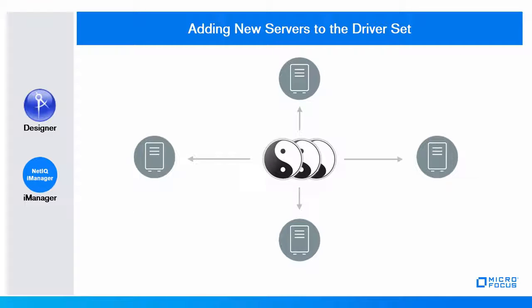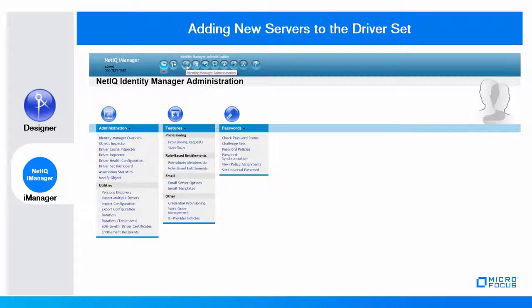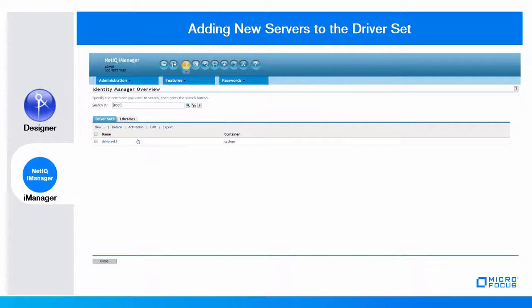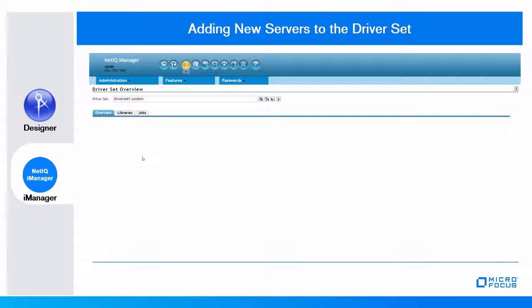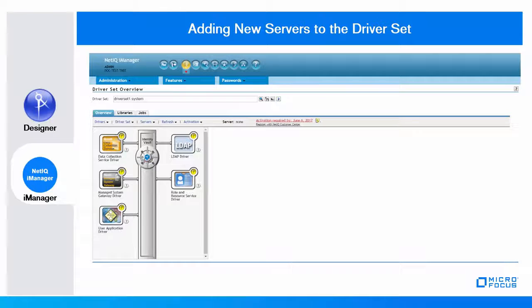Adding new servers to the driver set. When you upgrade or migrate Identity Manager to new servers, you must update the driver set information using Designer or iManager. In iManager, click this icon to display the Identity Manager administration page. Click Identity Manager Overview. Browse to and select the container that holds the driver set. Click the driver set name to access the driver set overview page.